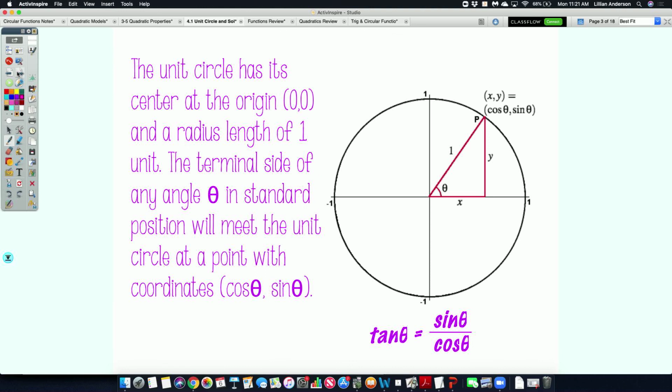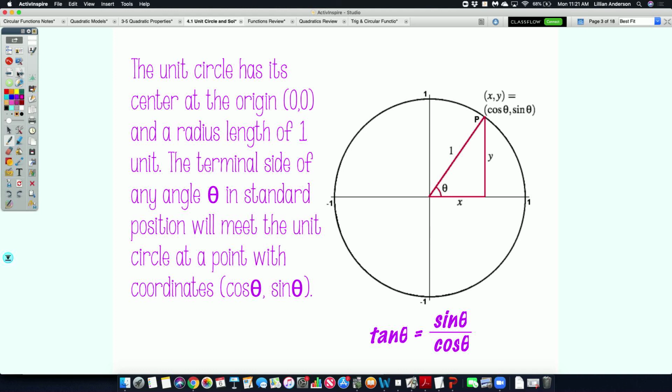So, the unit circle has its center at the origin, (0, 0), inside of a Cartesian plane. Okay? It does have a radius with a length of 1. And the terminal side of any angle theta in standard position will meet the unit circle at a point that has the coordinates cosine theta, sine theta. Okay?